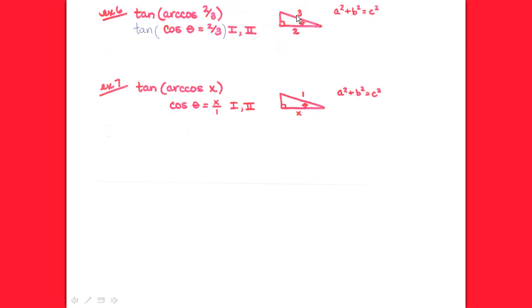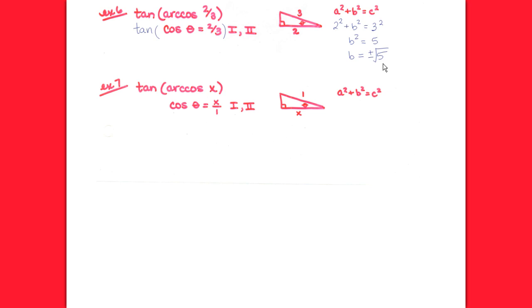How am I going to find the other side? Pythagorean theorem, right. So I could say 2 squared plus some unknown side b squared is equal to the hypotenuse 3 squared. So I'll subtract 4 from both sides, and I'll get b is plus or minus the square root of 5. I don't know if it's positive or negative. It depends on the quadrant I'm in.